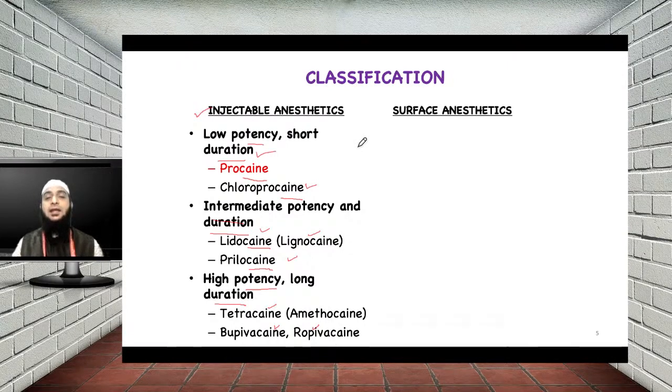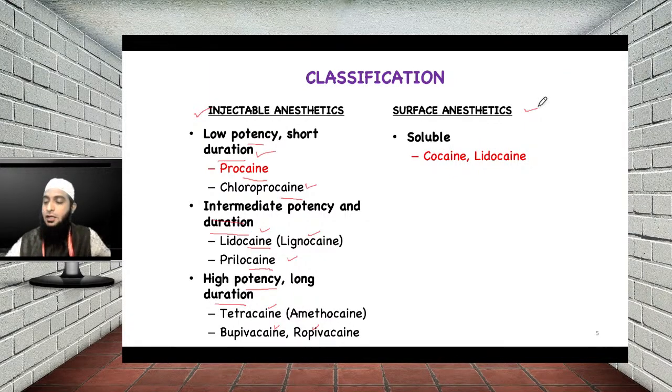Let's see the second category of local anesthetics, surface anesthetics. Surface anesthetics are further classified into two categories: soluble surface anesthetics and insoluble surface anesthetics. The soluble surface anesthetics are like cocaine and lidocaine, which you simply apply on the skin, and then tetracaine and benoxinate.